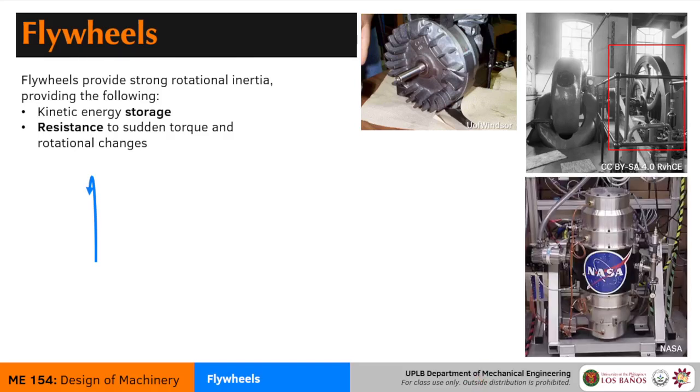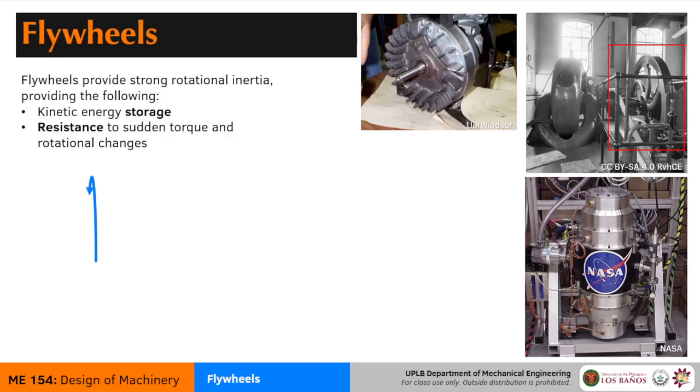And of course, in modern times, we are exploring means of storing and dispensing energy through flywheel energy storage, such as this example in NASA. So this is just a container. There is a long cylinder hidden inside this casing, and that one is the flywheel itself.